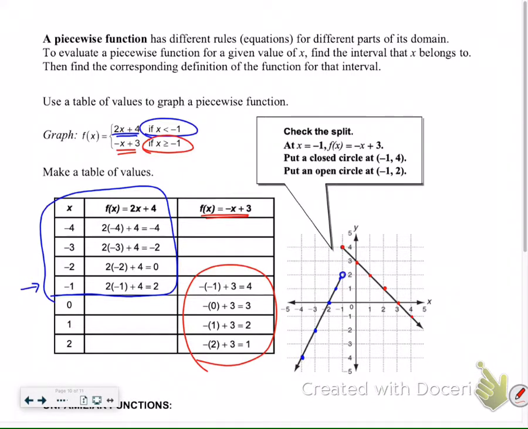Now, again, you could have one piece that is a line. You could have another piece that's a parabola. You can have more than two pieces. It just totally depends on the graph. You can put this in the calculator, but you have to put it in one piece at a time.